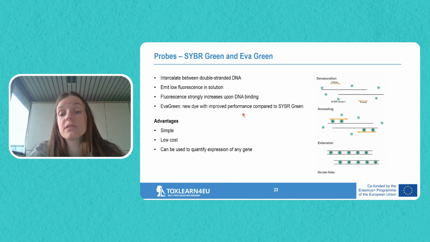The advantages of using these dyes is that they're relatively simple, so it's not very complicated to use these. They're relatively cheap compared to the other probes that we will see in a minute. And the nice thing is that they can be used to quantify the expression of any gene. So irrespective of the gene that you want to measure the expression of, you can always use the same bottle of SYBR Green.